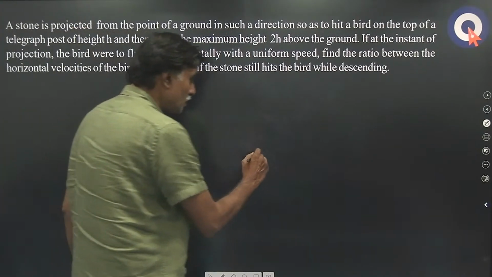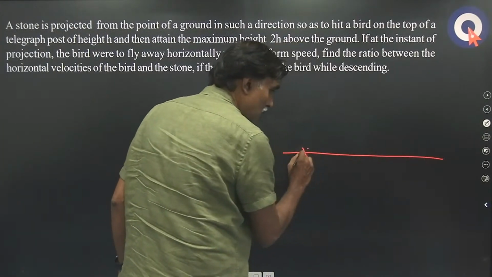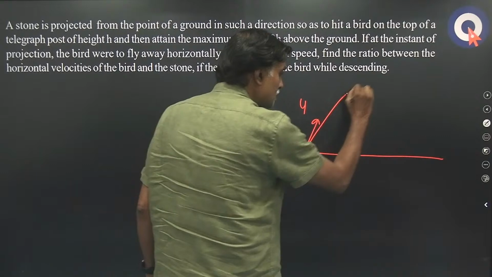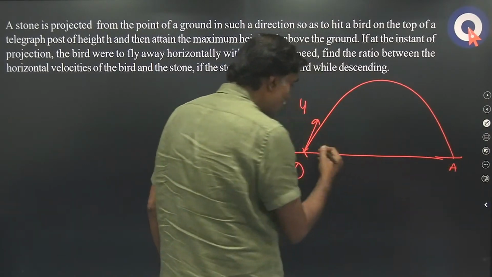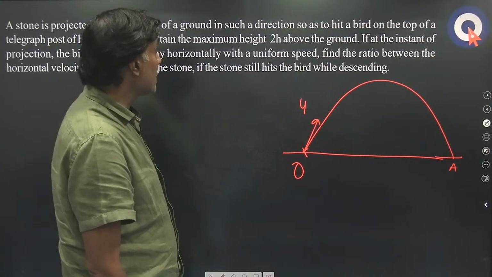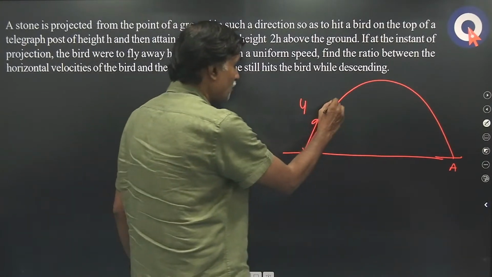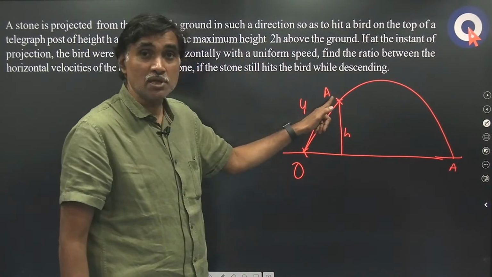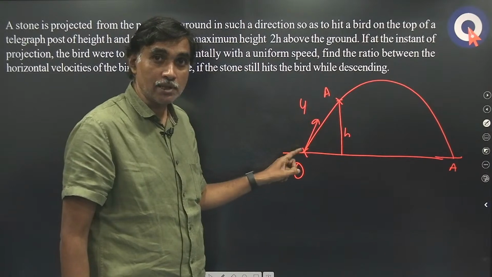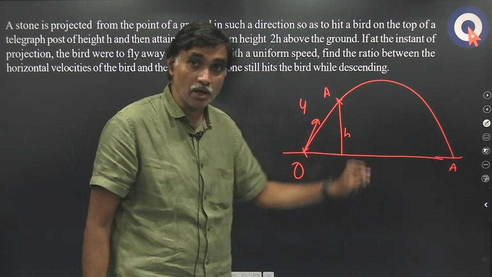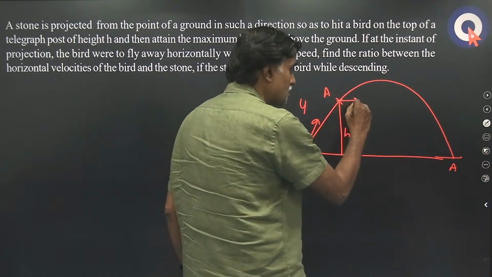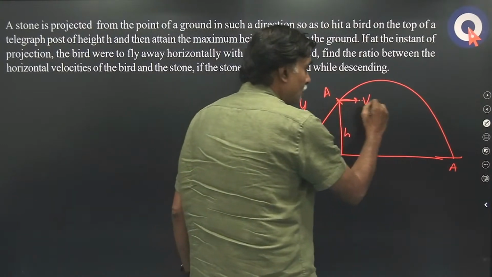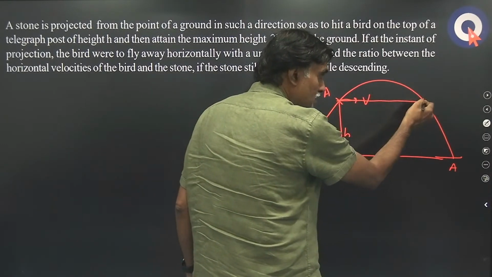Now let us say the stone is projected from some point O on the ground with some velocity u, then it follows a path like this and reaches the ground somewhere here. But it is projected to hit a bird which is at a height h above the ground, so somewhere here. That means the stone is projected to pass through this point. But as soon as the stone is projected, this bird starts moving horizontally. But the stone still has to hit the bird. That means by the time the bird comes here, the stone has to reach this point from here.